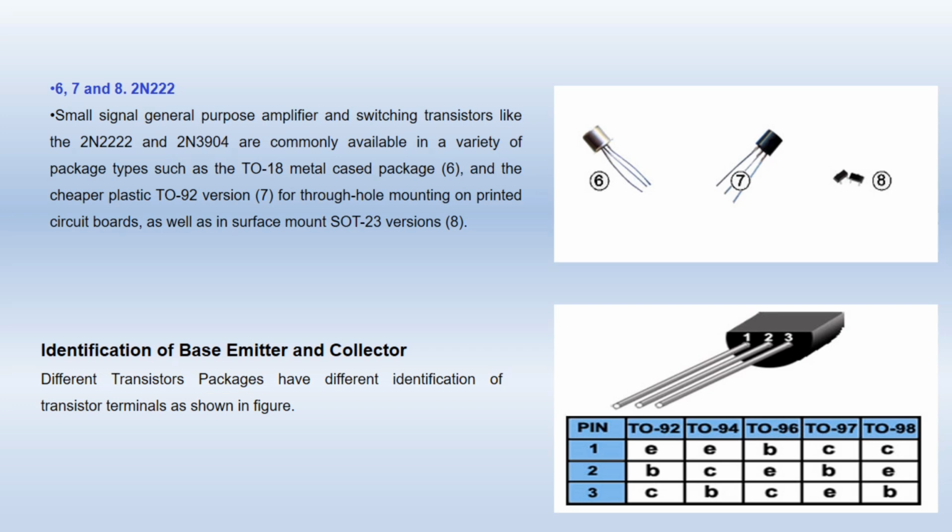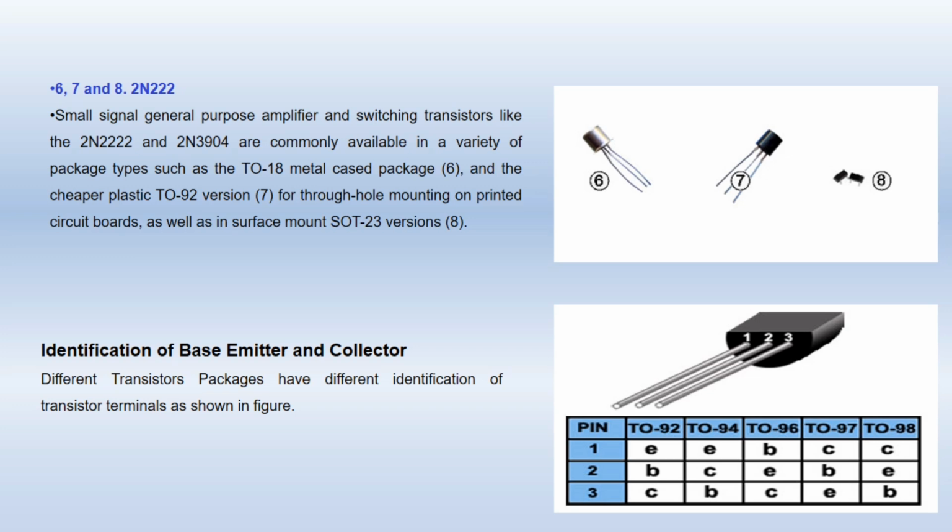These are commonly available in a variety of package types such as the TO18 metal case package, as you can see in this figure 6, and the cheaper plastic version is also available, TO92, for through hole mounting on the printed circuit board, as well as a surface mount SOT23 version, as you can see here in the image 8. Now you can identify the base, emitter and collector of a transistor with the help of this table.